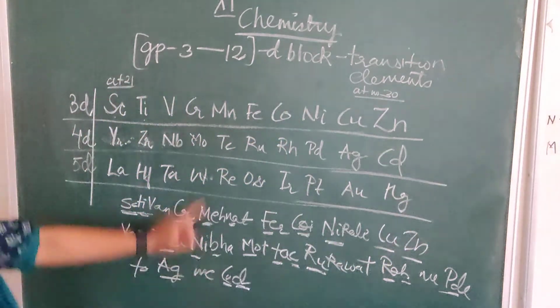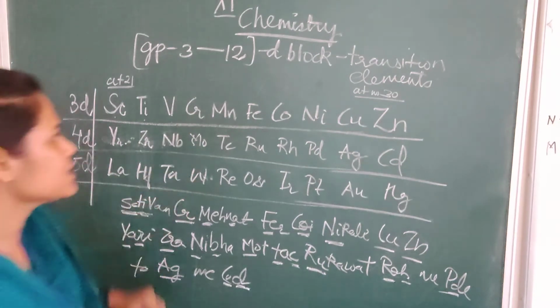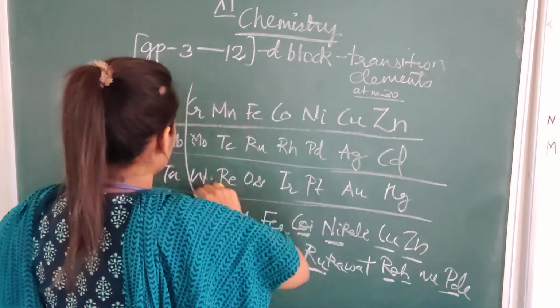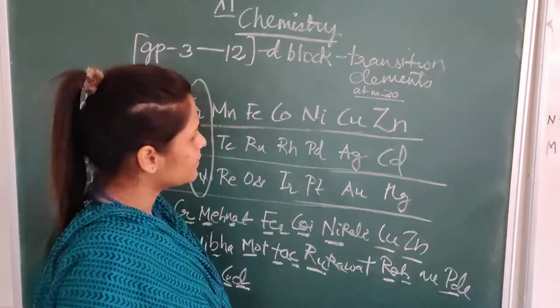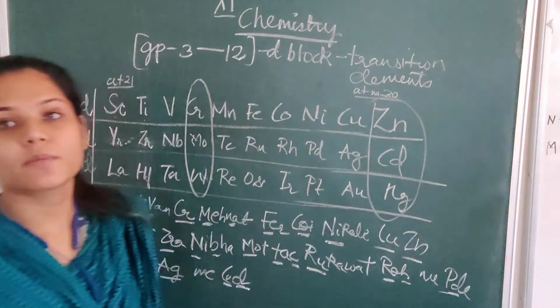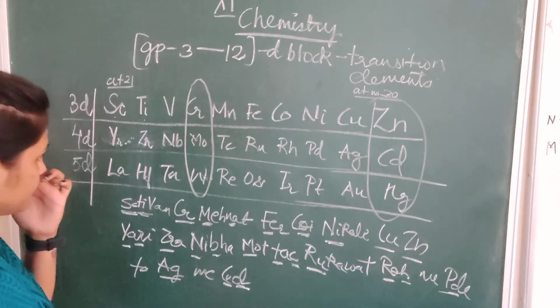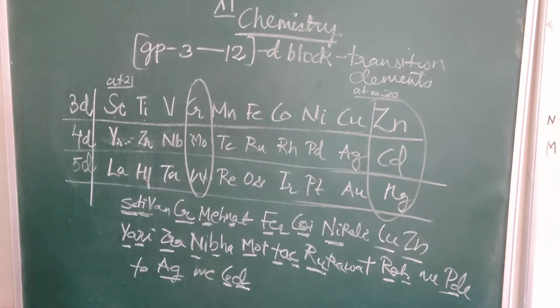You must remember that the half-filled chromium, molybdenum and W, all these will be half-filled and extra stable. Similarly, zinc, cadmium and mercury will also be extra stable because these are fully filled orbitals. Note it down.